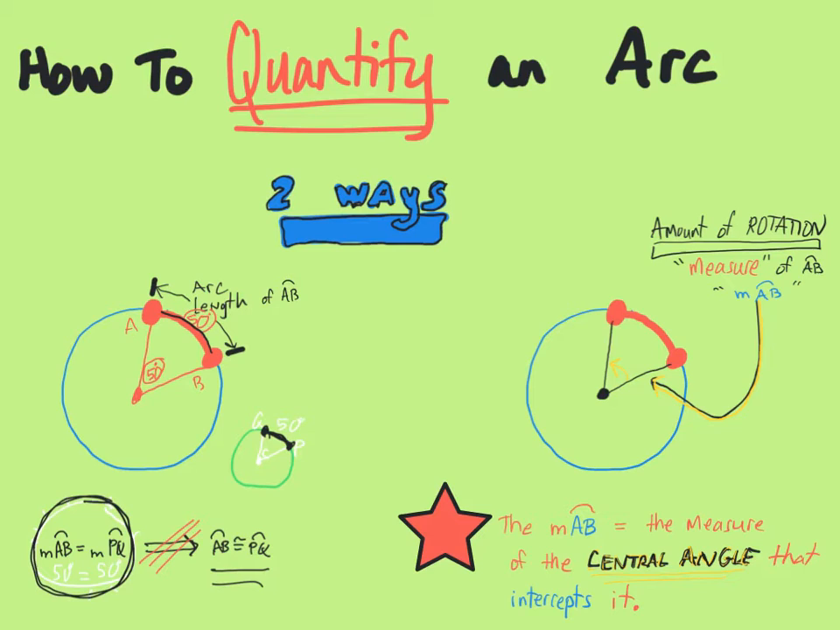What would it take for two arcs to be congruent? Well, they would have to have the same measure, and they would have to be arcs on congruent circles, or circles with equal radii. We could also say two arcs are congruent if and only if they have the same measure and the same length.